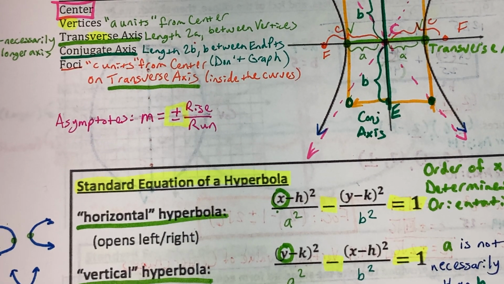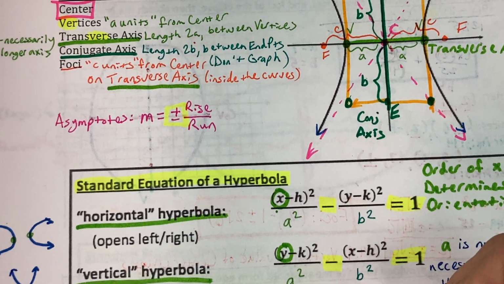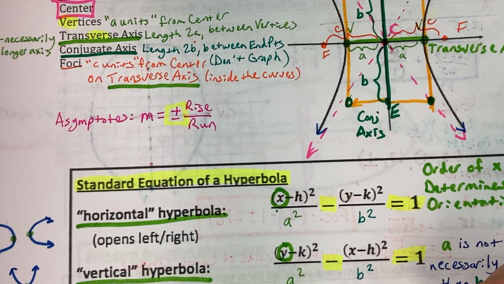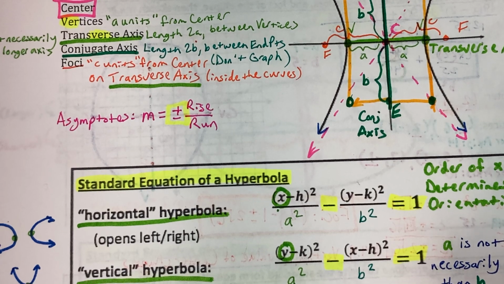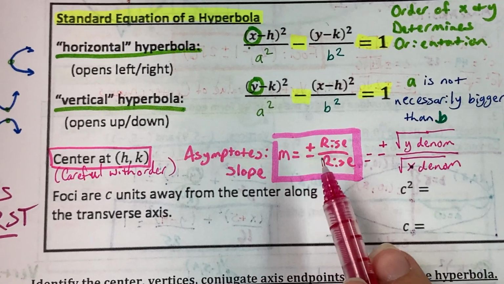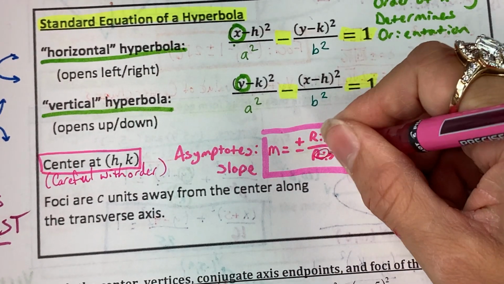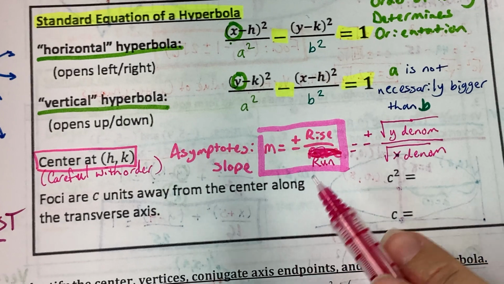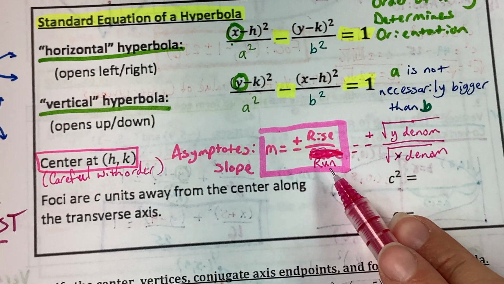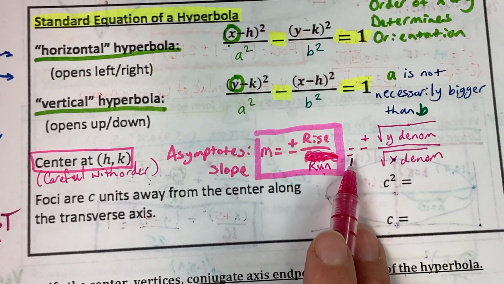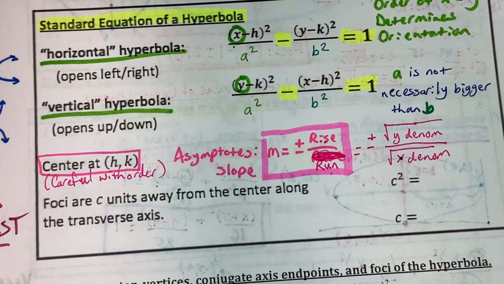This is what I want you to memorize. The technical definition is that it will be equal to plus or minus the square root of the y denominator over the square root of the x denominator. But again, you guys can't see that. So m equals plus or minus the rise over the, and I wrote rise two times. Need more coffee. Rise over run. So m equals plus or minus rise over run. This is the definition I want you guys to focus on, although the more specific definition is plus or minus the y denominator over the x denominator.